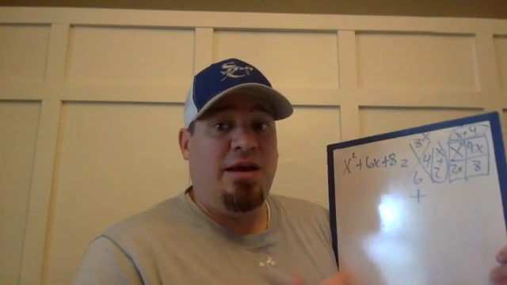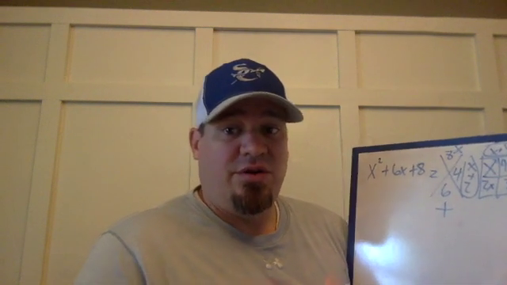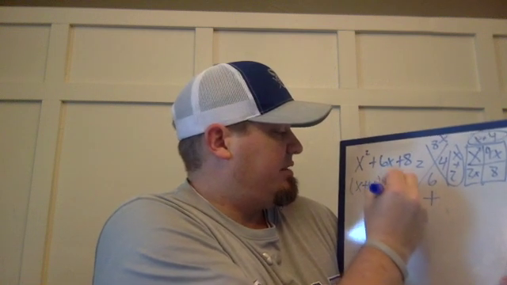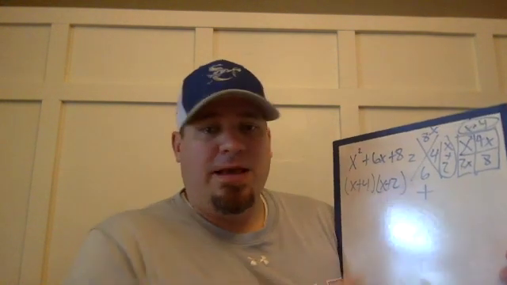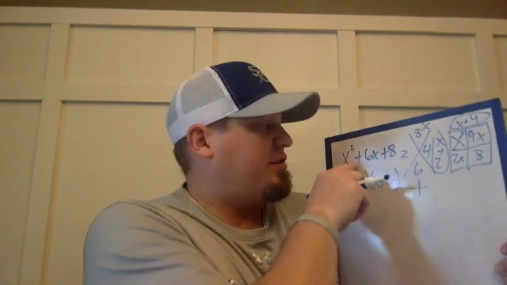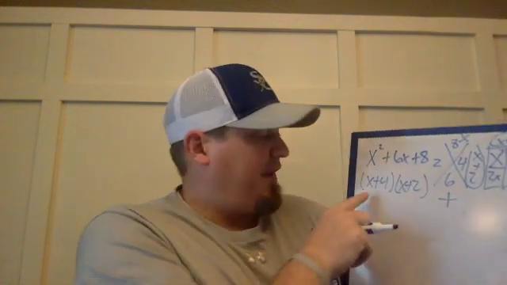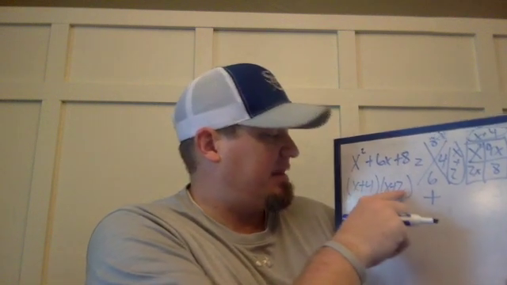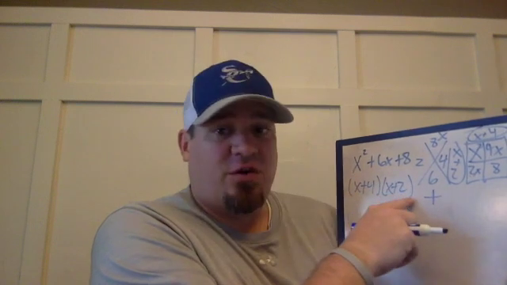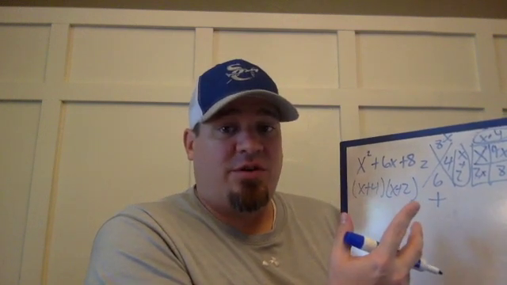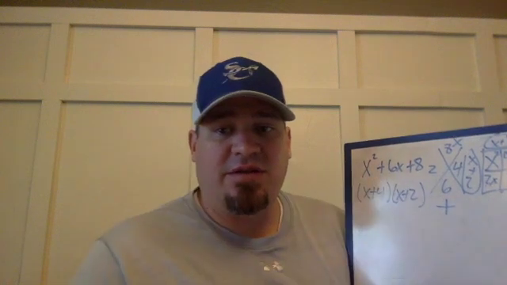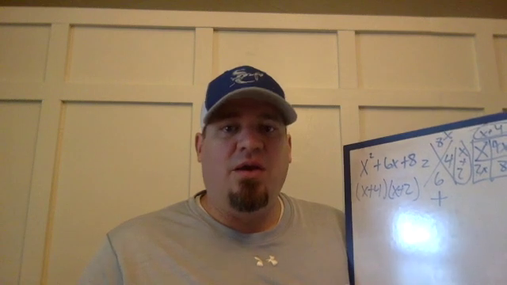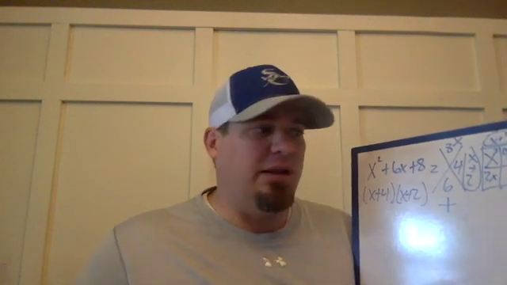And the way I write that, because factors are multipliers, I write x plus 4 times x plus 2. This is the factored form. If I multiplied all of this out, if I did x times x and then x times 2 and then 4 times x and 4 times 2 and added all my like terms together, it would give me x squared plus 6x plus 8. So that's how we factor. We do the X-box method. Okay, let's do another one.